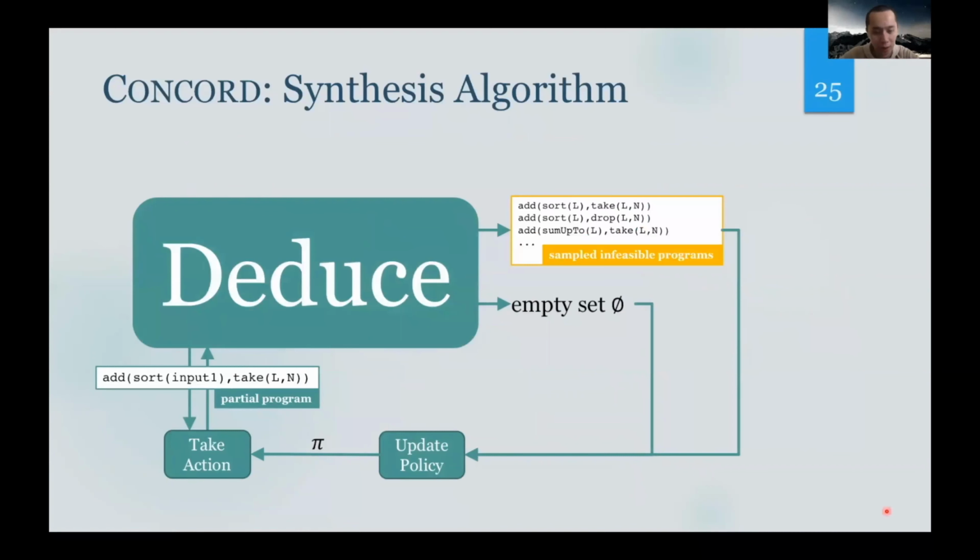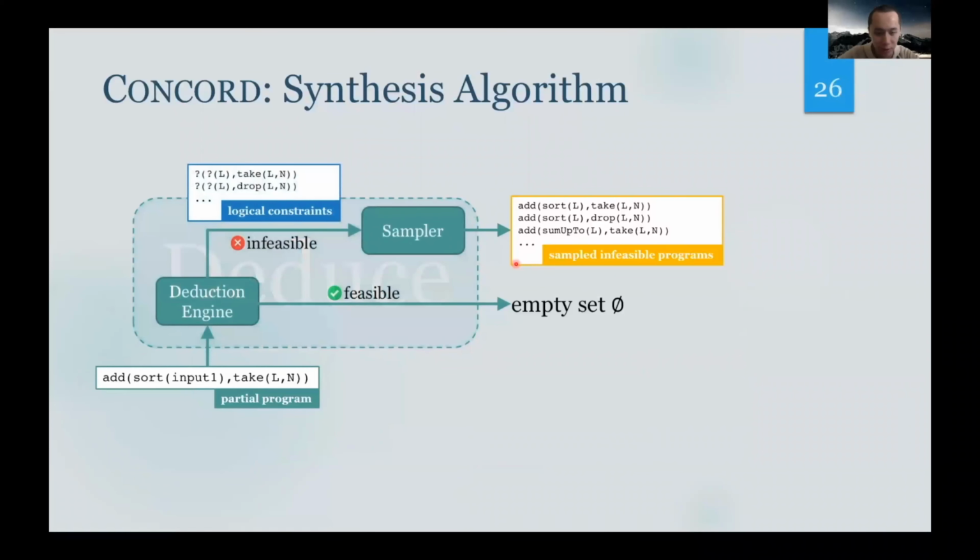Here you can see a zoomed-in deduce module. It takes as input a program and outputs a sampled invisible program list. What's inside it? It has two subcomponents: a deduction engine and a sampler. The deduction engine is similar to the deduction procedure in deductive approaches, in the sense that it will return visible or invisible. When it returns invisible, it will also return a list of logical constraints indicating what the other programs are that are equivalently invisible as the input program.